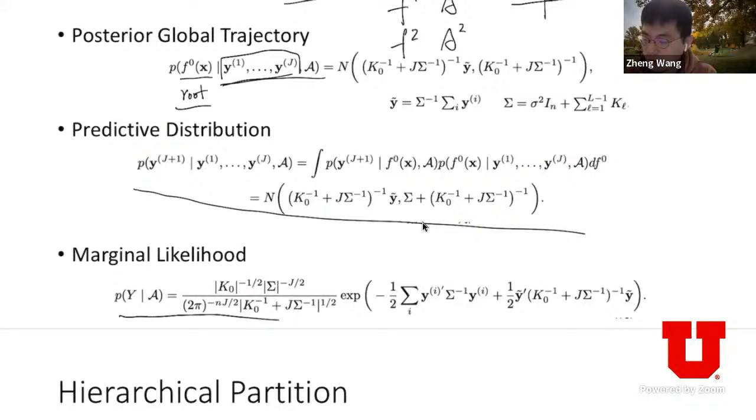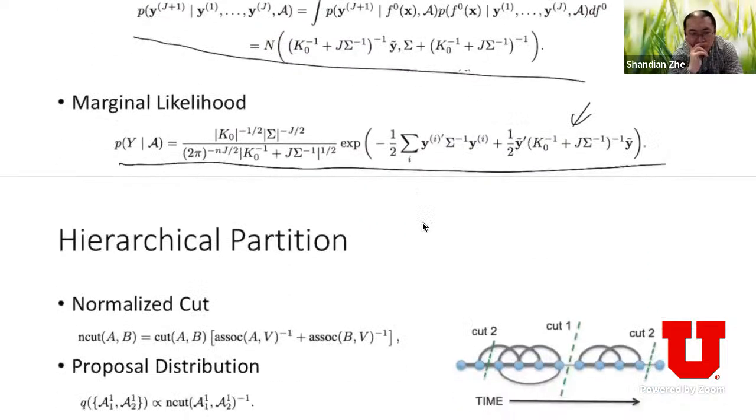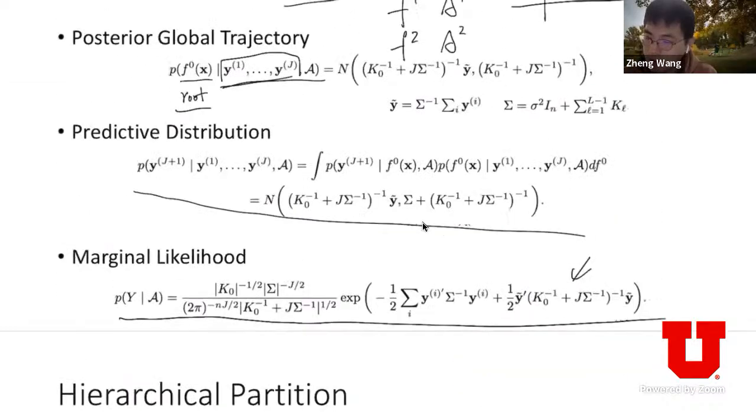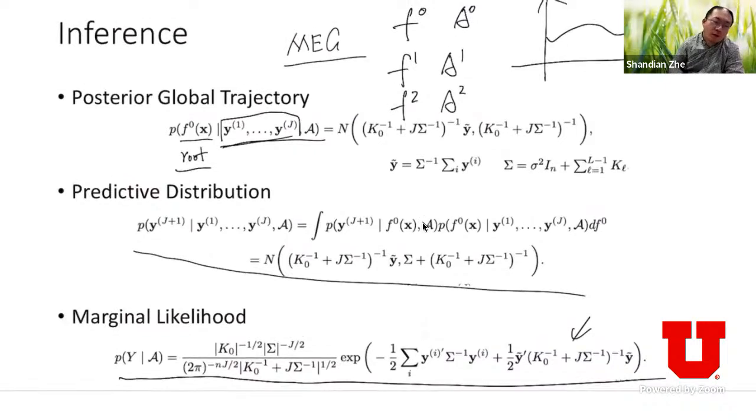And then here is a marginal likelihood. Because the kernel parameters are given, it doesn't need to be learned, so this might just be some measurement of the model performance. Yeah, model evidence. This is the model evidence for a partition, right? Different partitions will give you different model evidence. You can maximize this to find the partition.